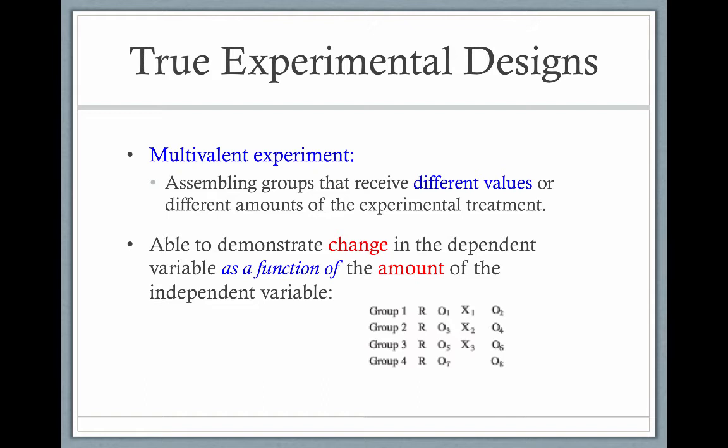So in this example, we have 4 groups. They're all random. There is 1 independent variable, but 3 values of it, x1, x2, x3. And then we also have a control group. And again, we're looking at within subjects and between subjects. So it's a mixed method.